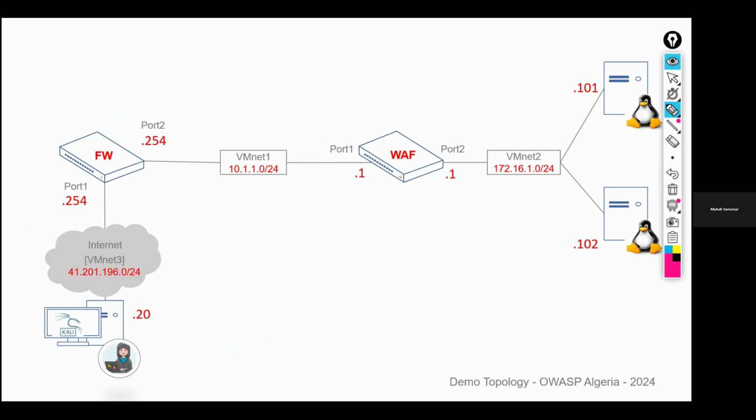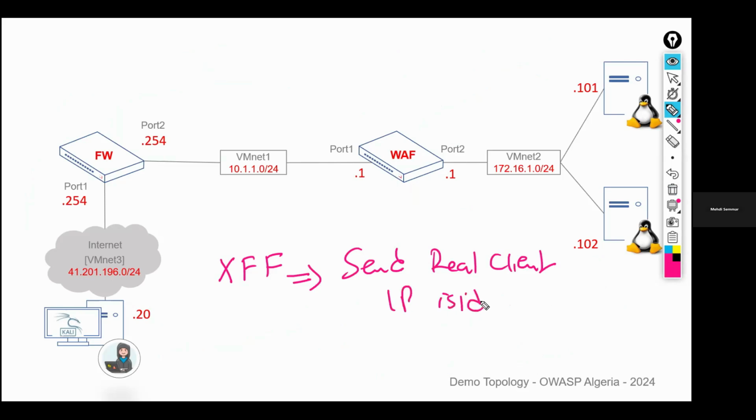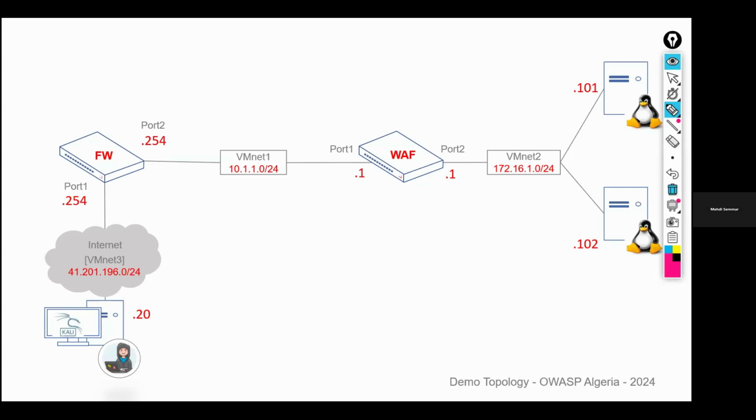So guys, that's the logic. Remember the following. If I want to summarize this, whenever you want to use X-Forwarded-For, it means that you want to send the real client IP inside HTTP. Why? Because you lost it at the IP level. That's the goal.